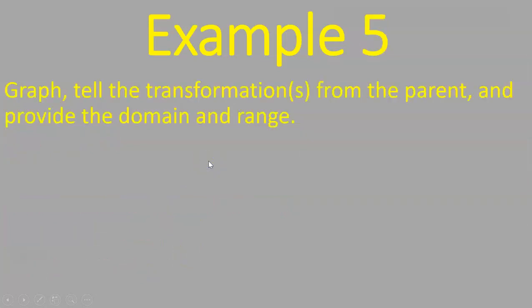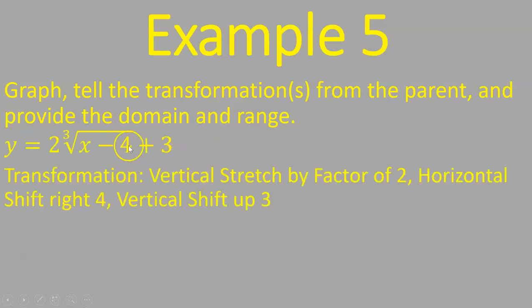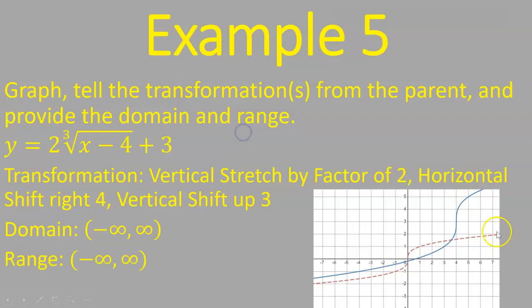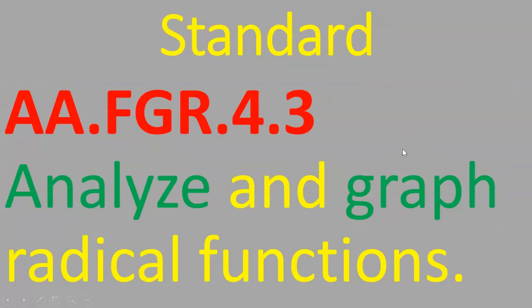Fifth example, graph, same instructions. Again, the point here is going to be 4, 3. Again, you go up 3, right 4, vertical stretch. The domain, all real numbers, range, all real numbers. There's a look at the graph. The red this time is the parent. Notice you are right 4, you're up 3, and there's a noticeable stretch. The standard here is: analyze and graph radical functions.